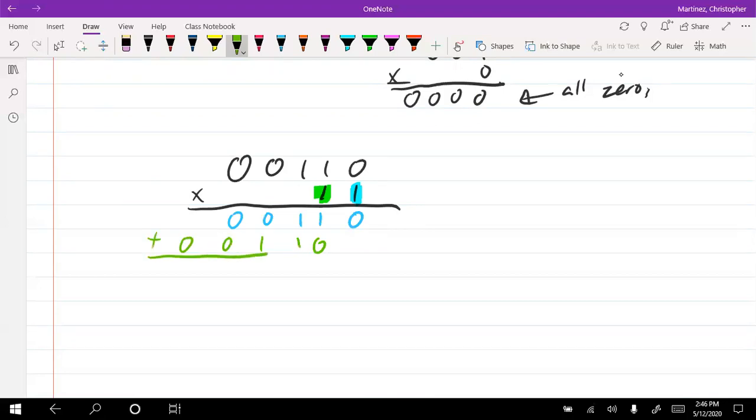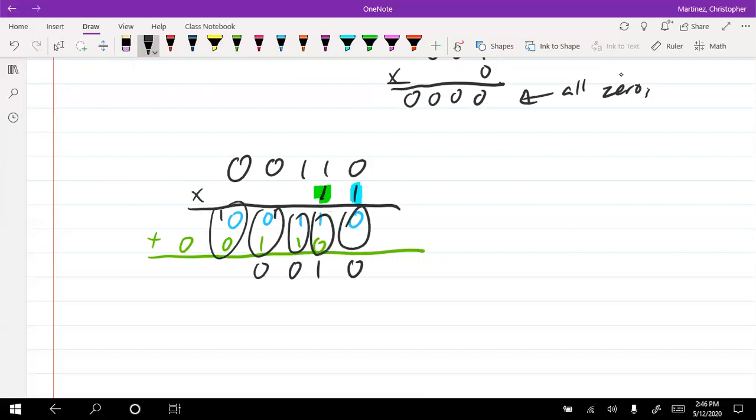And then we add. All right, so we're going to add. I add 0 with 0, 0. 0 with a 1 is 1. 1 with 1, that's 2. So I do a carry. 1 plus 1 is 2. I have a carry. 1 plus 0, 0, 0 is 1. And then I have a 0. All right, so that's how I add.